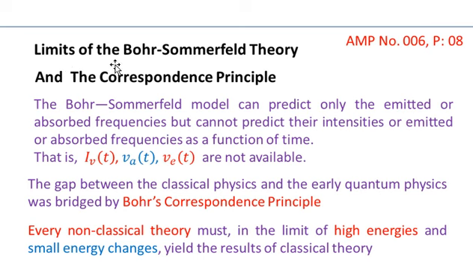Now we shall talk about the limits of the Bohr-Sommerfeld theory. This is not a complete theory of the atomic model; there are some serious defects in the theories presented by Bohr and Sommerfeld. We are going to review those defects briefly, and also see the correspondence principle for the second time. For the first time, it was discussed in much greater detail in one of the previous slides.